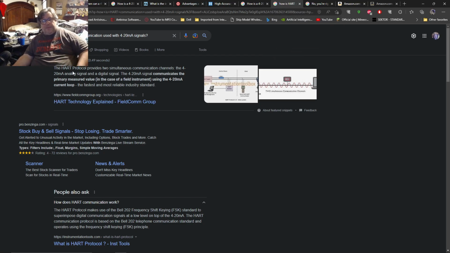The HART protocol provides two simultaneous communication channels: the 4 to 20 mA analog signal and a digital signal. The 4 to 20 mA signal communicates the primary measured value. In the case of a field instrument using the 4 to 20 mA current loop, it is the fastest and most reliable industry standard. There you go.